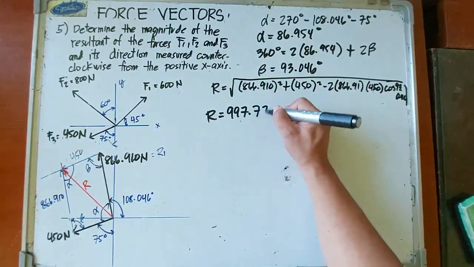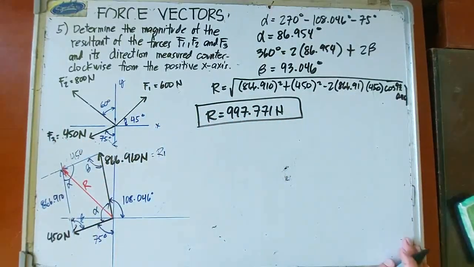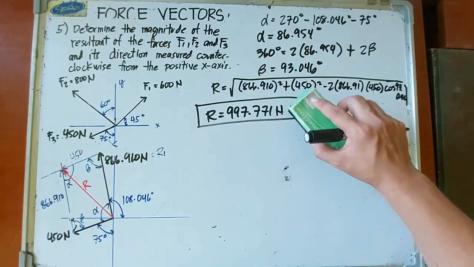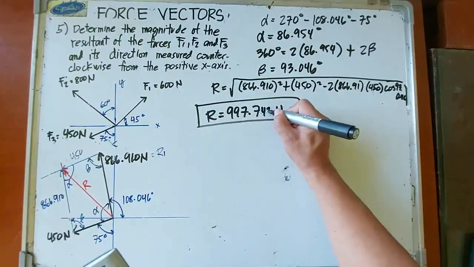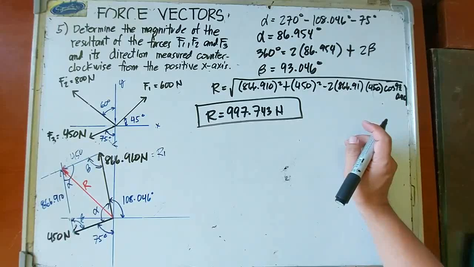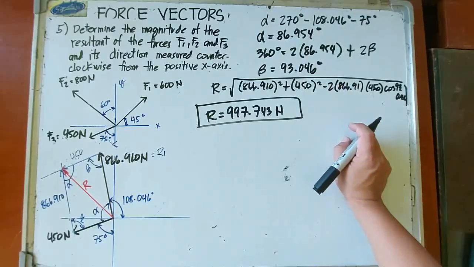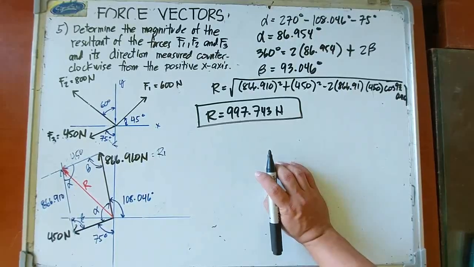So the resultant is 997.771 Newton. So that is the resultant. This is the resultant of the three forces. Yan na yung resultant ng tatlong forces. Okay? I'm sorry, I think this should be 743. Yep. So 997.743 using these figures kasi I think dun sa module magkaiba tayo ng rounded values. So maybe we can, to be consistent, we can follow na lang yung nandito sa whiteboard.